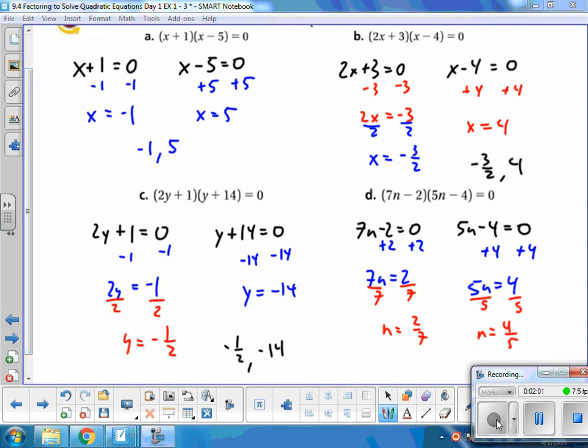All right, take a look at your answers. I took the two binomials and broke them into the two parts and tried to find their solution using the zero property. So for the first one, my x-intercepts or my solution is negative 1/5. For the second one, it's negative 3/2, 4. For the third one, C, is negative 1/2, negative 14. And D, the fourth one, is 2/7 and 4/5.